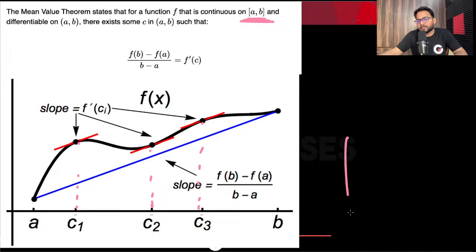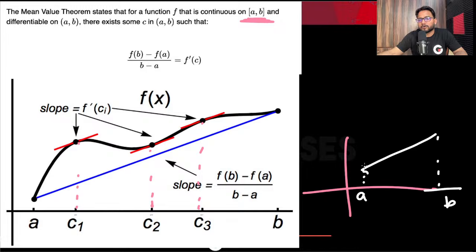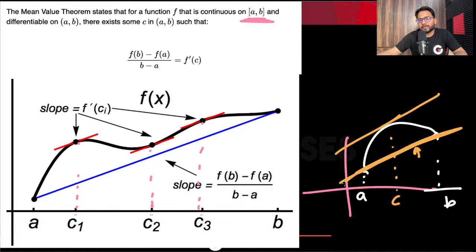So this is the mean value theorem, and this is a diagram for it. You can see with a simple diagram just like this. Let's suppose these are A and B. There could be just one c. It need not be multiple c's, which means this is the line which is passing through A and B. This is f dash c. So both slopes are actually equal.